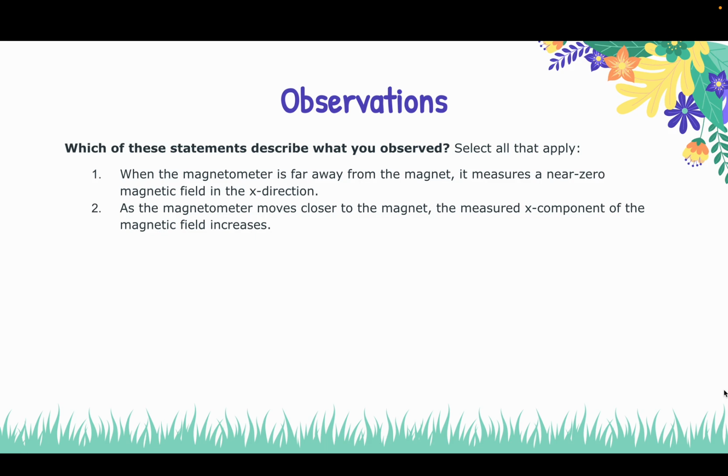Some of the observations that we had to make and assumptions that we had to assume for this experiment was that when the magnetometer is far away from the magnet, it measures a near 0 magnetic field in the x direction. And that's what we had to do in order to start our experiment. But then also as the magnet moved closer to the reader, the x component increases.